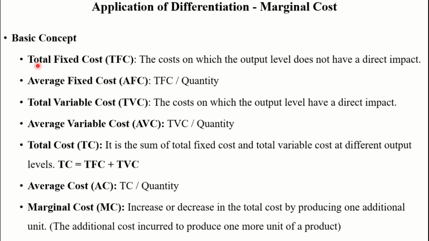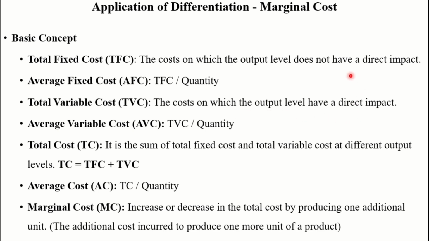That is, first is total fixed cost. Total fixed cost is the cost on which the output level does not have a direct impact. Average fixed cost is the total fixed cost upon total quantity produced. Total variable cost is a cost on which the output level has a direct impact.